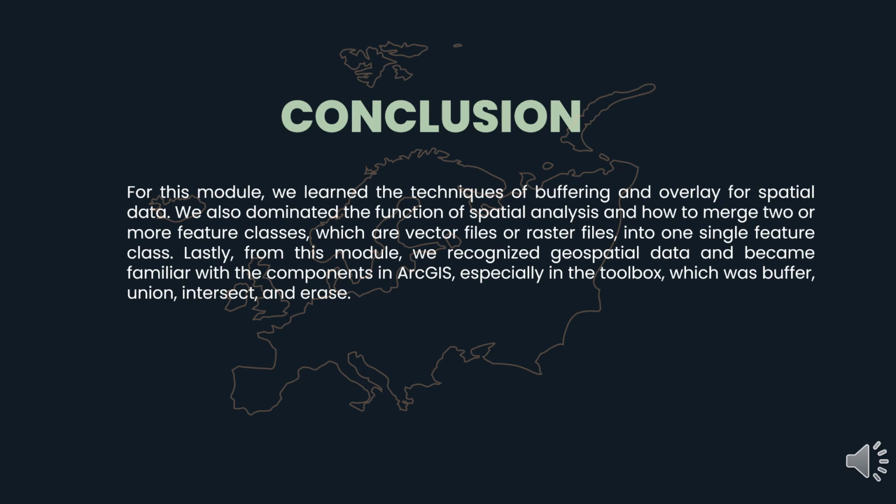Conclusion. For this module, we learned the technique of buffering and overlay for spatial data. We also understood the function of spatial analysis and how to merge two or more feature classes, which are vectorized or rasterized, into a single feature class. And lastly, from this module, we recognized geospatial data and became familiar with the components in ArcGIS, especially in the toolbox, which were buffer, union, intersect, and erase.